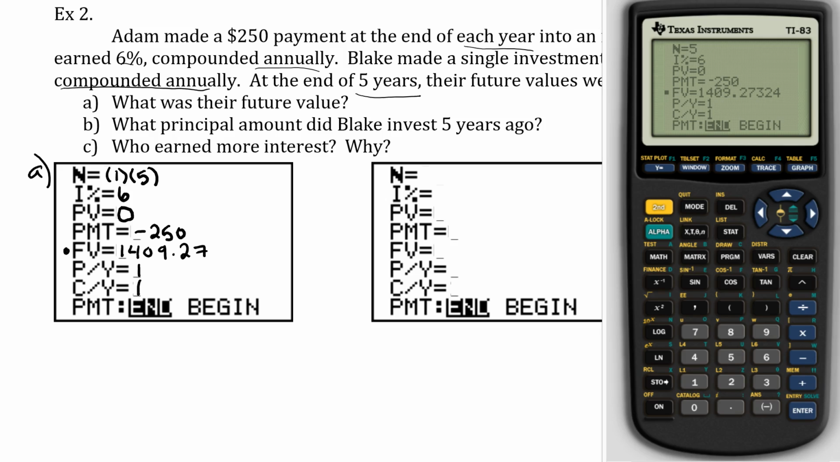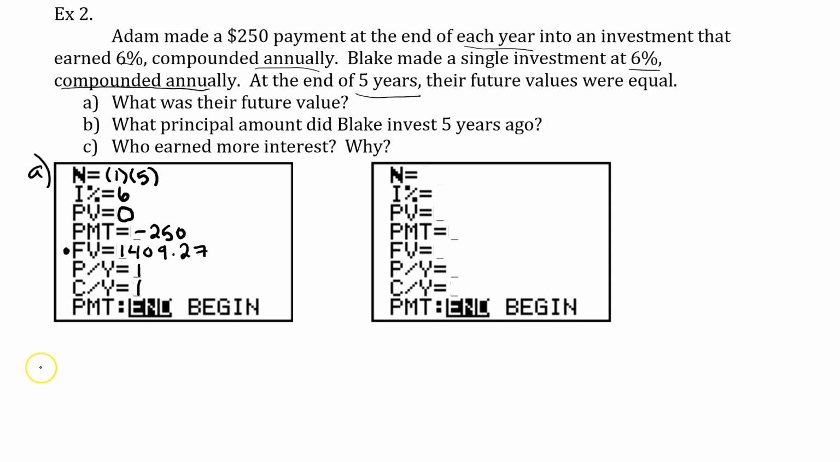Now I'm going to just move ahead a little bit. It says who earned more interest and why. What I want to do is I want to calculate the interest right now, because Adam's information is right here. As soon as I put in Blake's information, the interest earned will be calculated based on what's in the TVM solver. So when I move over to look at Blake's information, Blake's stuff will be in the TVM solver. So right now I want to think ahead and figure out what the interest for Adam is going to be.